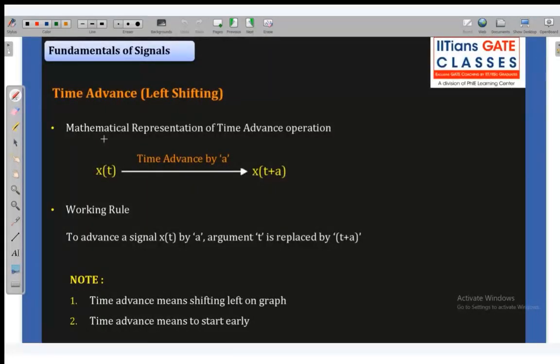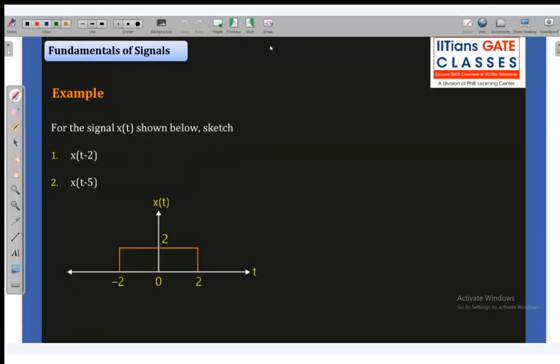Time advance means shifting the signal towards the left, and replacing t by t plus a shows the time advance operation. Time advance means starting early. Time advance means shifting left on the graph. Okay. Understood?